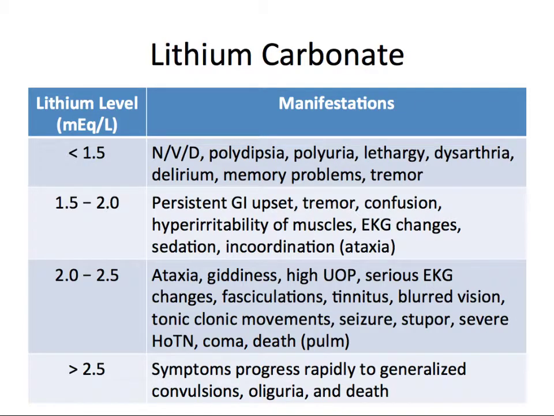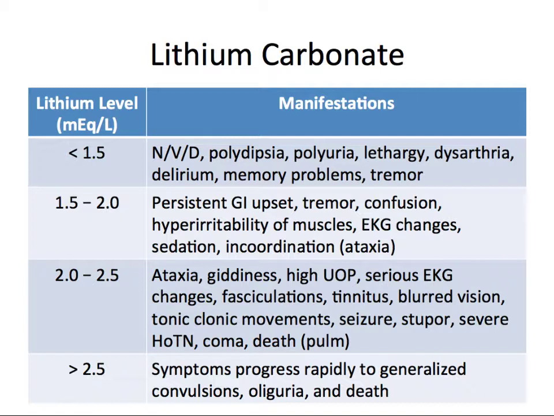At levels less than 1.5, the patient may experience nausea, vomiting, diarrhea, polydipsia, polyuria, lethargy, dysarthria, delirium, memory problems, and tremors. At levels in the range of 1.5 to 2, the patient may experience persistent GI upset, tremor, confusion, hyperirritability of muscles, EKG changes, sedation, and incoordination or ataxia.